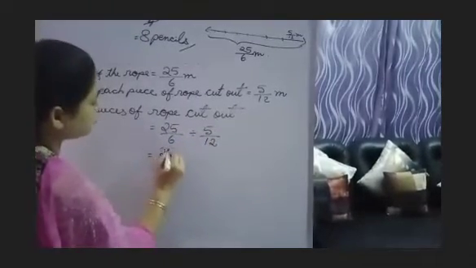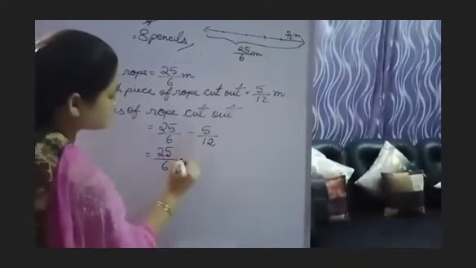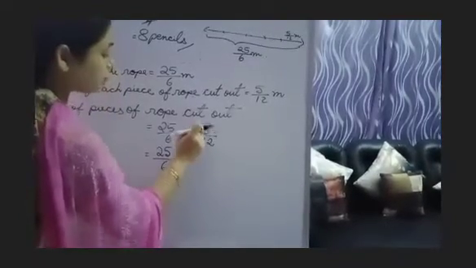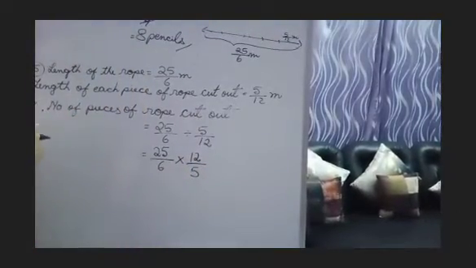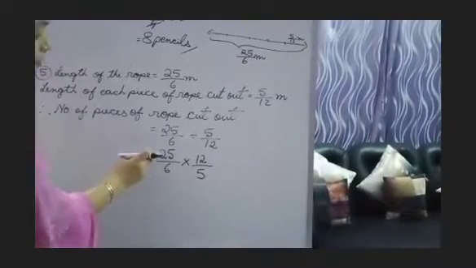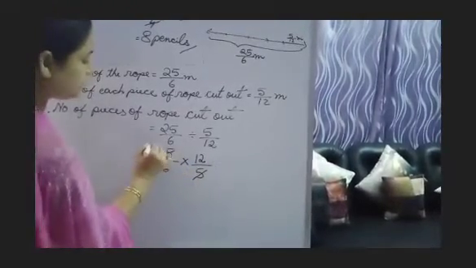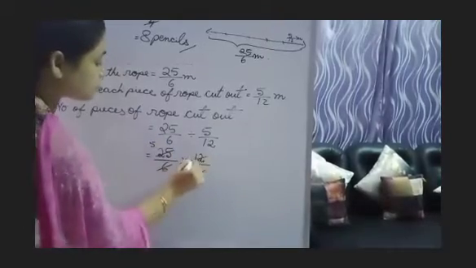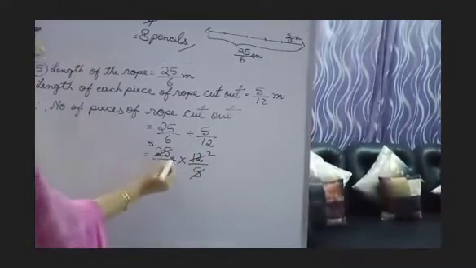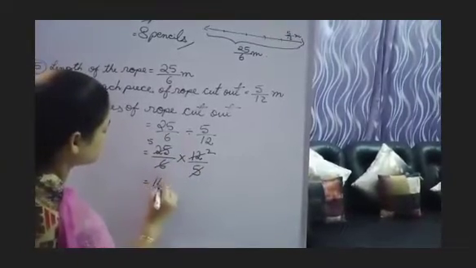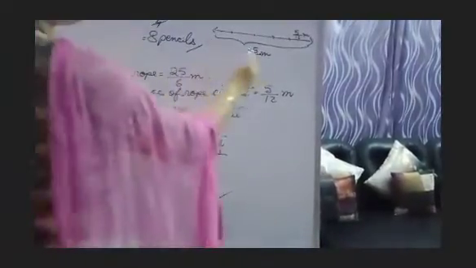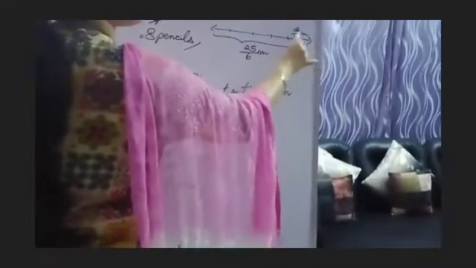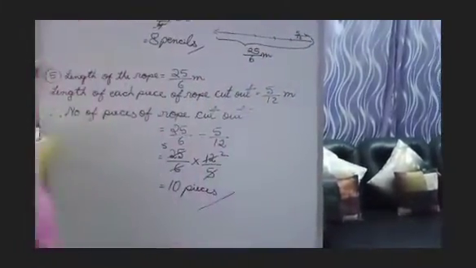So the division will turn into multiplication, and for the second fraction you take the reciprocal. Now we will reduce to simplest form. This is 25, this is 5, so we can cancel 5 times. This is 6, this is 12, again we can cancel here. So 5 into 2 is equal to 10 pieces. That means, children, if you start cutting the total rope into this length, you can cut 10 pieces. So this is the sum.